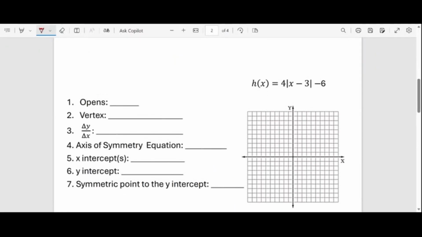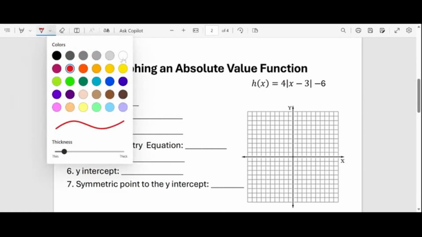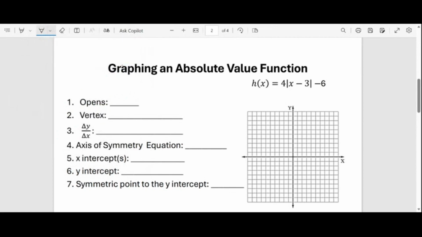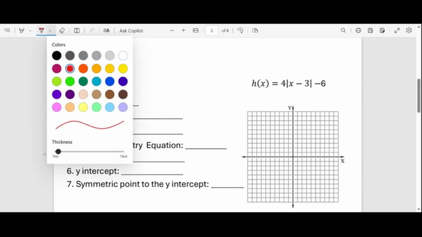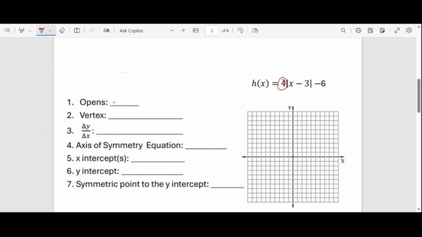We're going to graph this one, okay? So we use the number that's touching our bars, that's our a value, to determine how it opens. It's a positive number. Sorry, I want to keep that erased so we have a little bit more room here. We have a positive number, so that means it's going to open upward. Our vertex is the opposite of negative 3. So the opposite of what's in the bars with those x is going to be positive 3. And then we're going to keep the y value, which is negative 6.